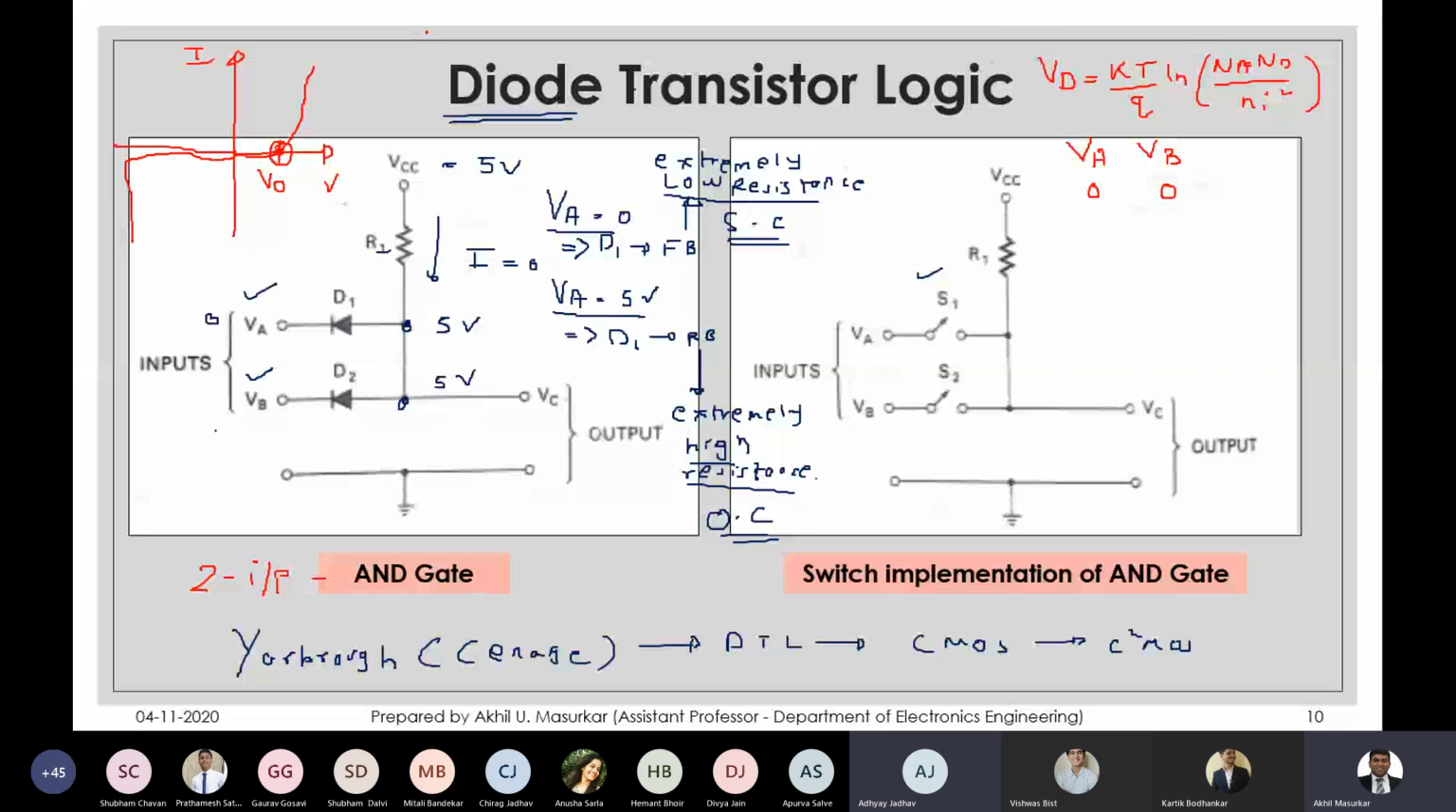By controlling the doping, we can actually change this point from 0.7 to 0.5 or probably 0.3 or even probably 0. Once that happens, we will actually move from a practical diode to an ideal diode. So okay, Adhyay, you can mute yourself. Okay sir. Thank you.